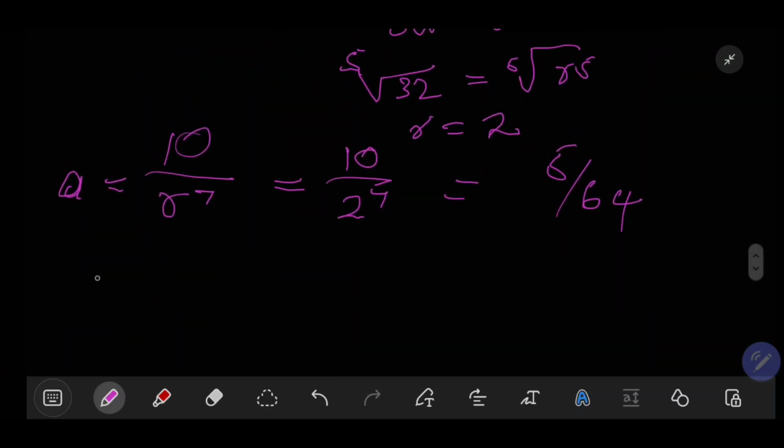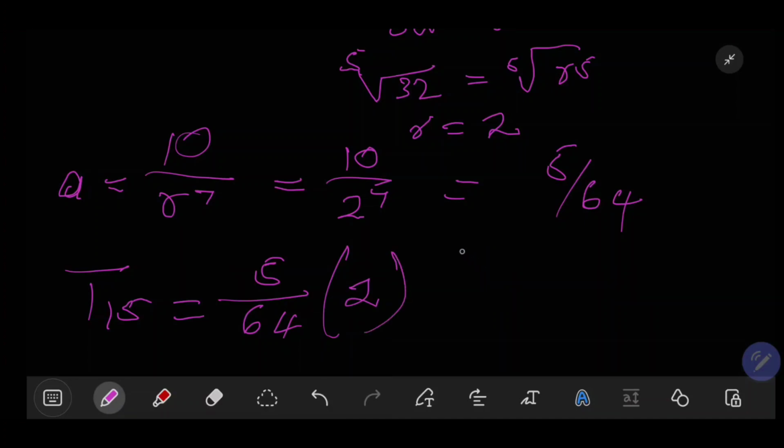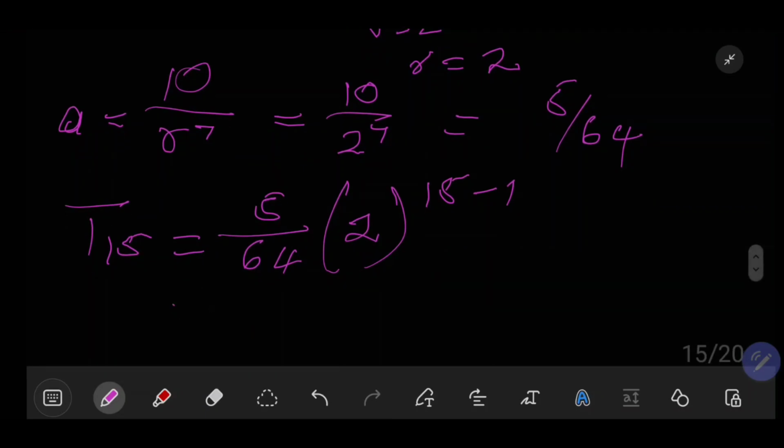Now we can determine the 15th term. T15 is equal to the a value, 5 over 64, times our r value, 2, raised to the exponent 15 minus 1. When you punch your calculator, this gives you 1280. Then you are done and dusted. So this is how we approach this question.